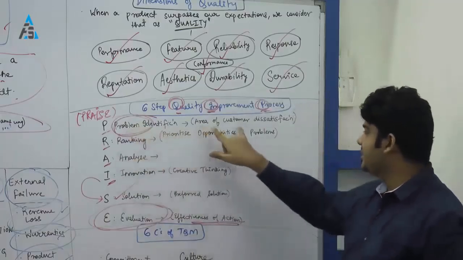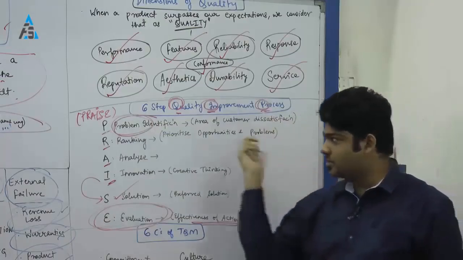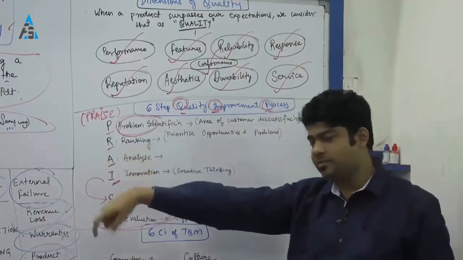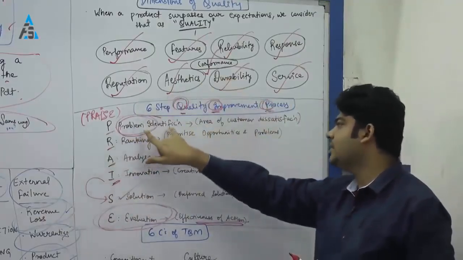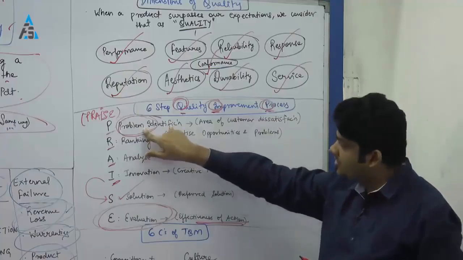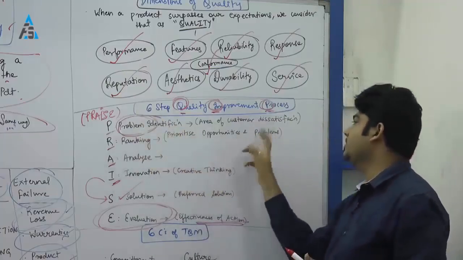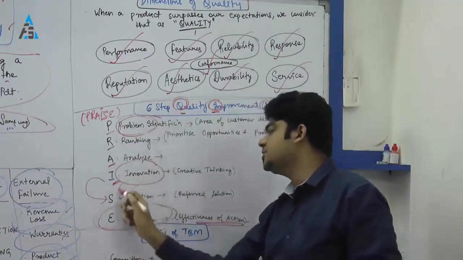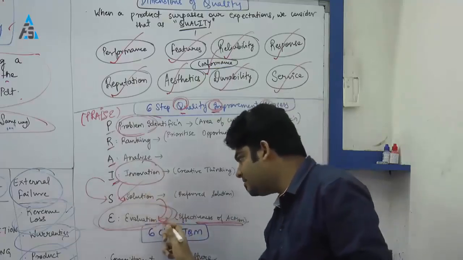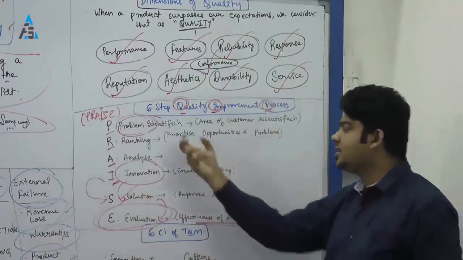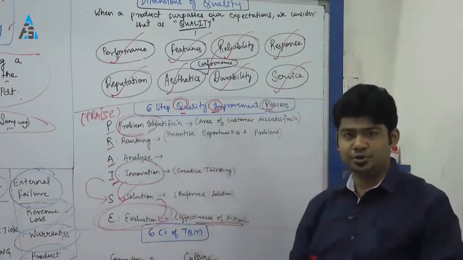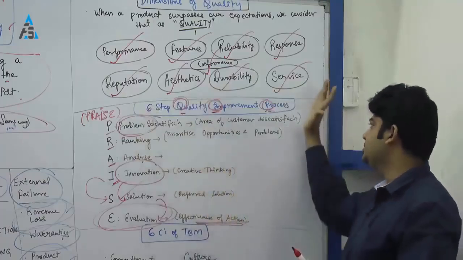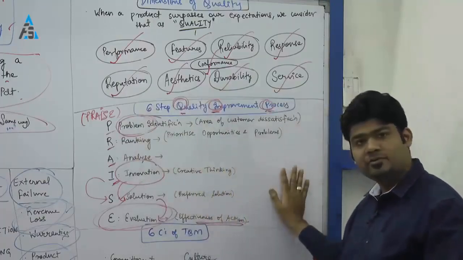So problem identification, area of customer dissatisfaction. Always the customer feedback is what we had written here. So in almost the second last step of the steps of TQM, my customer feedback will let me know what the problems are. So problems will be identified, which will be ranked in priority of opportunities and problems. We will analyze them, find an innovative solution to that problem, and then evaluate whether it is conforming to the way we have innovated and solved the issue. So PRAISE: problem identification, ranking, analyze, innovation, solution, evaluation. This is the 6-step process that we will have to follow.